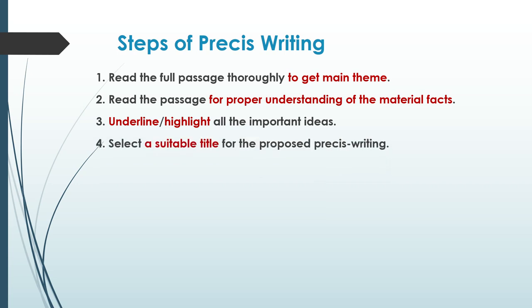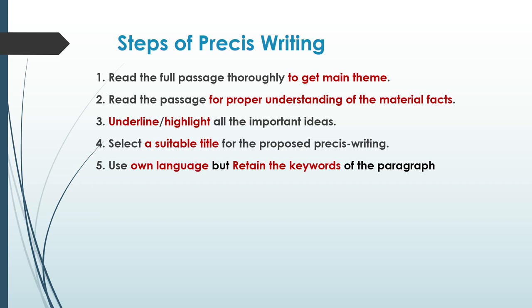In your academic writing, you require a title for your shortened passage, which is not required in summary. In summary, we do not require a title, but in précis writing, we require a title to be given for the passage that you are going to shorten. Then the next step is that you are going to start writing. This is the writing process. Your reading is going to finish at point number 4. So 1, 2, 3, 4, they all are related to the reading part of your précis. Now the writing part starts. Here you are going to use your own language, but you have to keep the keywords of the original paragraph the same.